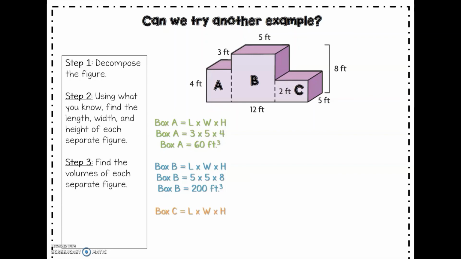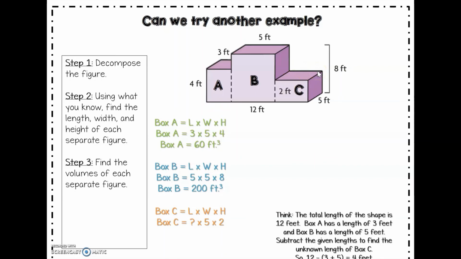Now finally, I need to find the volume of box C. The volume again is length times width times height. But this time I'm a little stuck because I know that the width is 5 feet and I know that the height is 2 feet, but I'm not sure what the length is. That particular piece is missing.